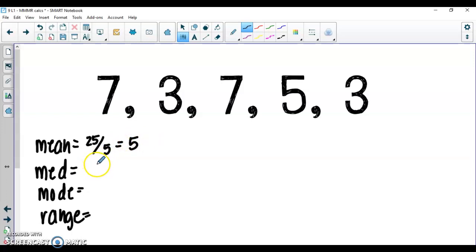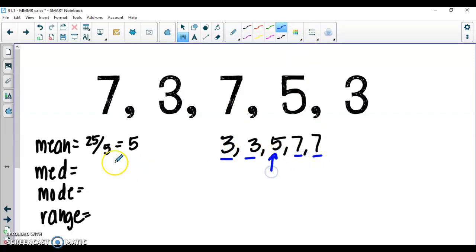To get the median, we have to put our data set in order. So I'm going to put this in order: 3, 3, 5, 7, and 7. And we're going to work our way to the middle. So beginning, end, middle. So my median value here is going to be also a 5.